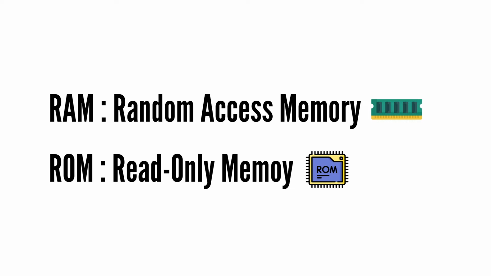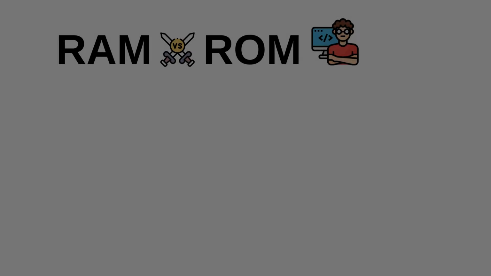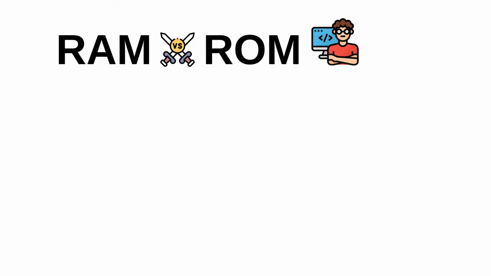Random access memory and read-only memory are two types of computer memory that serve different purposes in a computer system. Here are the key differences between RAM and ROM. Let's compare RAM and ROM according to their intended use.